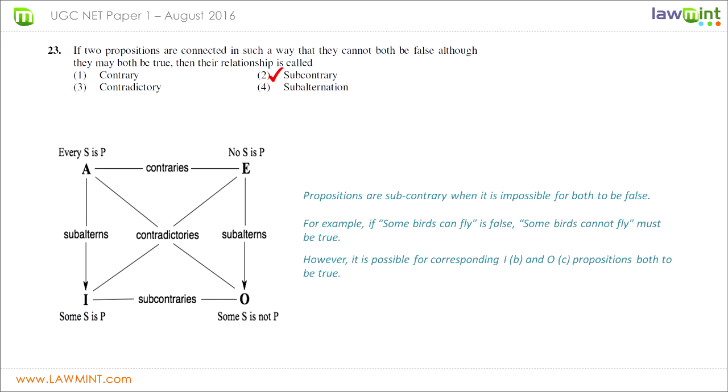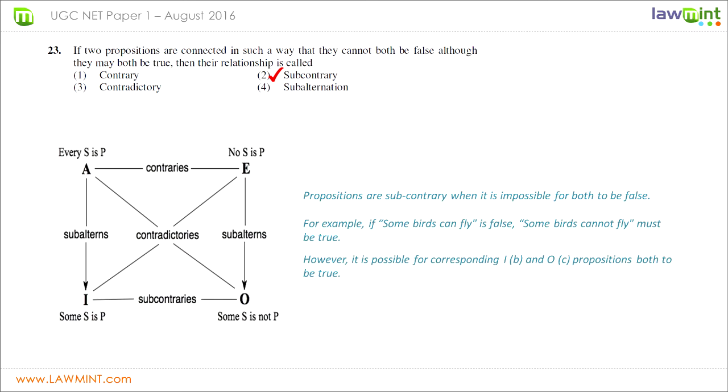In question number 23, we are asked if 2 propositions are connected in such a way that they cannot both be false, although they may both be true, then what is the relationship called? Now this is a question that is based on the square of opposition, and the correct answer here is subcontrary, because propositions are subcontrary when it is impossible for both to be false. However, they both can be true.